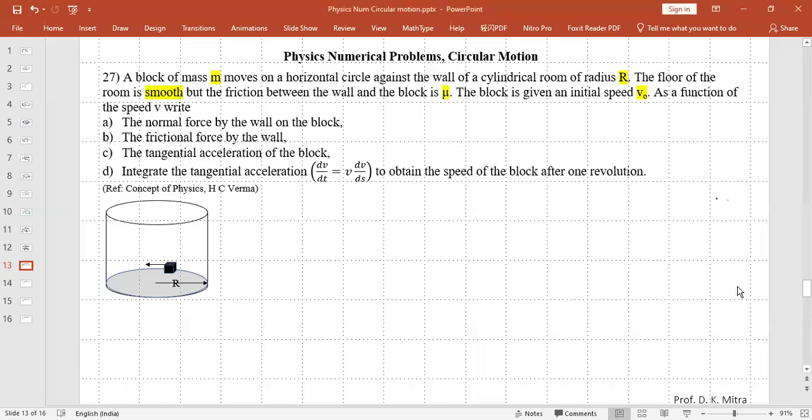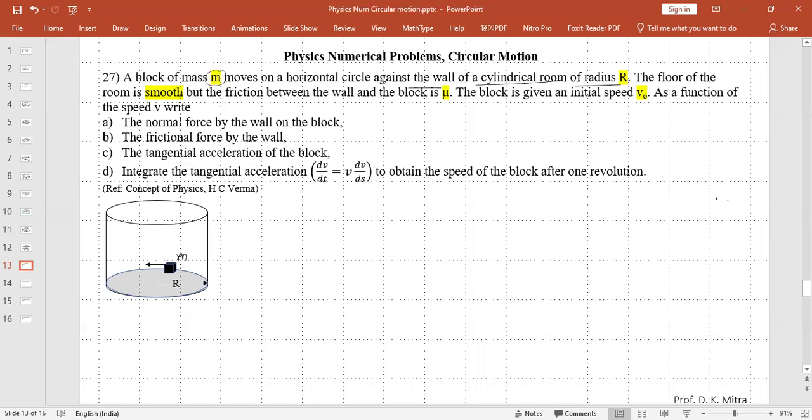Now let's start to solve this problem. This is problem 27 of your textbook, which says that a block of mass m, this mass, its mass is m, on a horizontal circle against the wall of a cylindrical room of radius r. This is a cylindrical room of radius r.